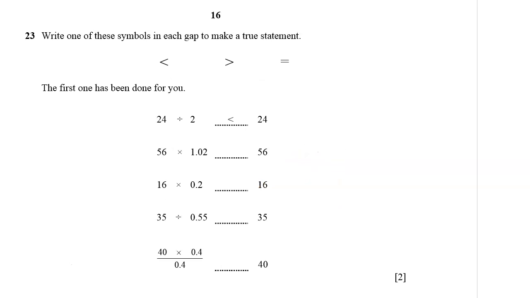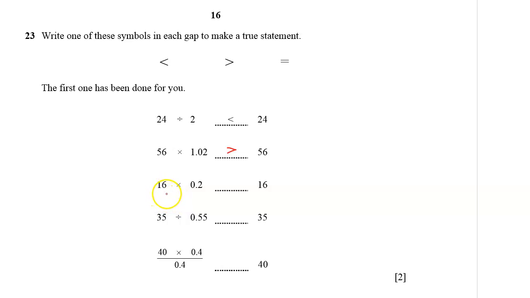Question 23. Write one of these symbols in each gap to make a true statement. We have less than, greater than, and equal symbols. The first one has been done for you. 24 divided by 2 is, of course, 12. 12 is less than 24. That is correct. Next, 56 times 1.02. Is it equal to 56? Is it less than, or is it greater than? It's going to be greater than.